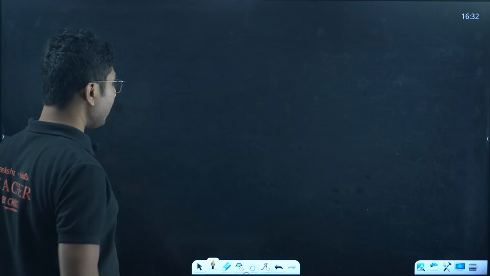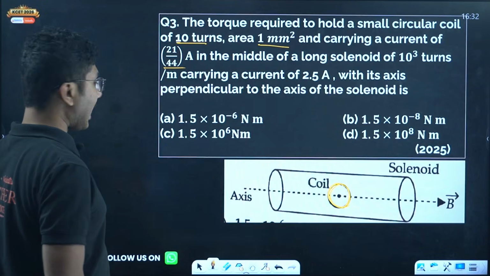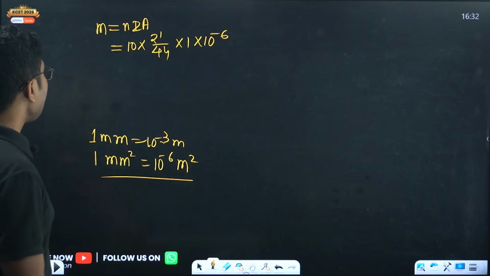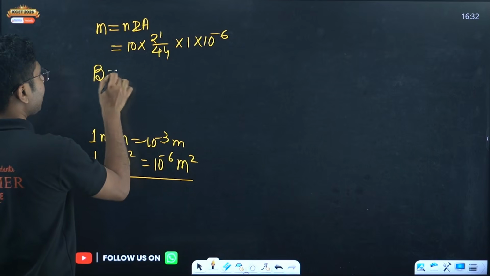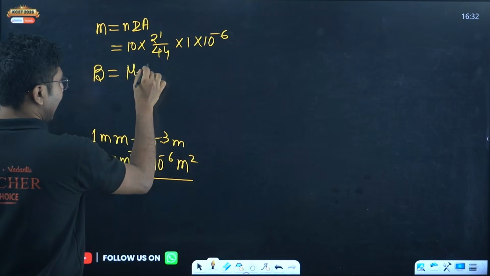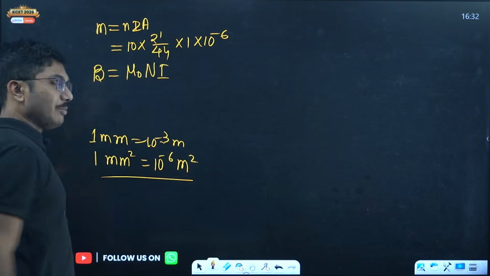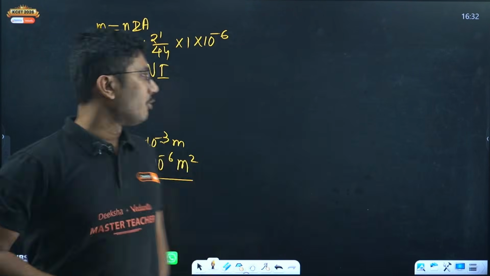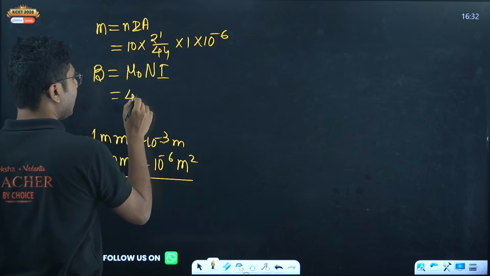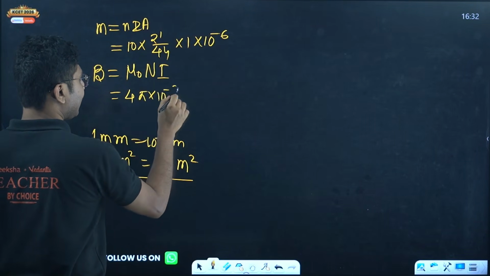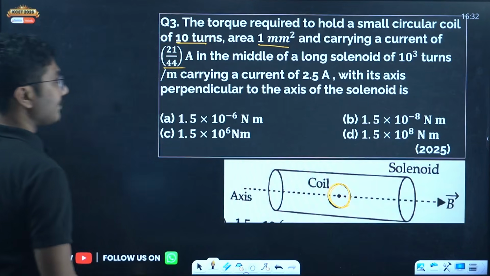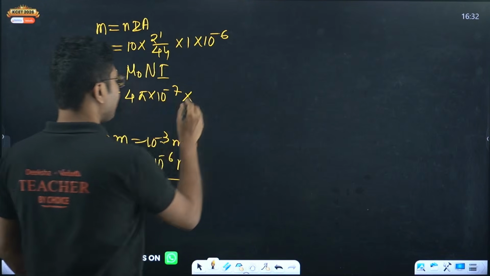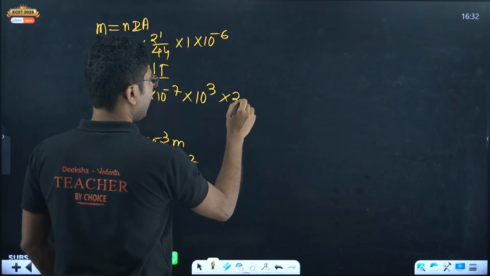Now inside a solenoid, a magnetic field will be developed. So what is that developed magnetic field? The magnetic field inside the solenoid is given by mu naught N I. Here I have mentioned capital N to differentiate it from the small n. Obviously mu naught is 4 pi into 10 to the power of minus 7. The number of turns is given as 10 to the power of 3 turns per meter, and the current is 2.5. So 10 to the power of 3 into 2.5.